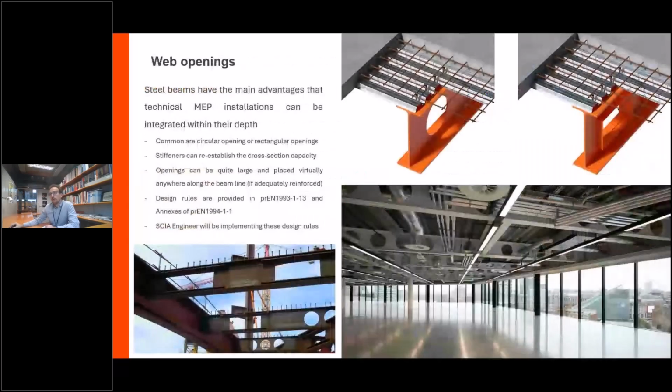We will not talk today about web openings, but just to mention that this is one of the big advantages of composite beams and steel beams, that you can have a lot of web openings. Of course, sometimes you have to reinforce them if the opening is very big. But an important message is that you can insert the installation within the depth of the beam by making these web openings, and in particular for office buildings or other buildings where a lot of MEP is present, this is a very interesting option.